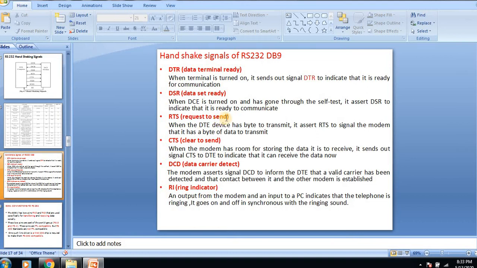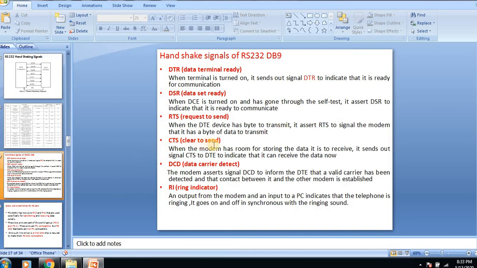So this is when the DTE device has a byte to transmit, it asserts the RTS signal to the modem that it has a byte of data to transmit. This signal is going from DTE to DCE to indicate that it has the byte to transmit. So then, clear to send.